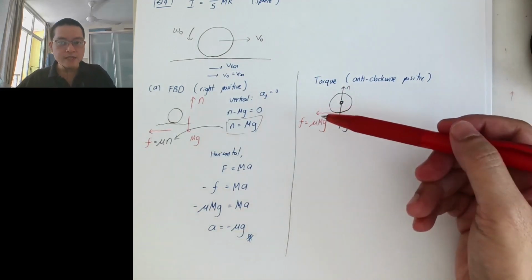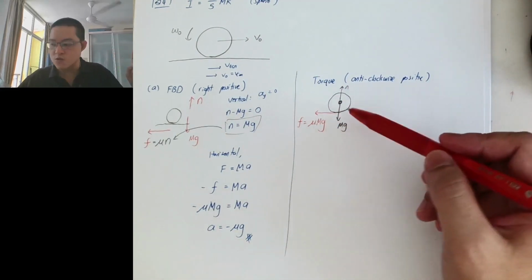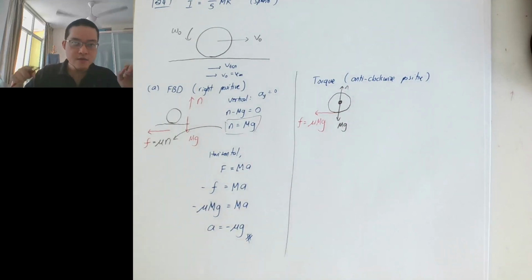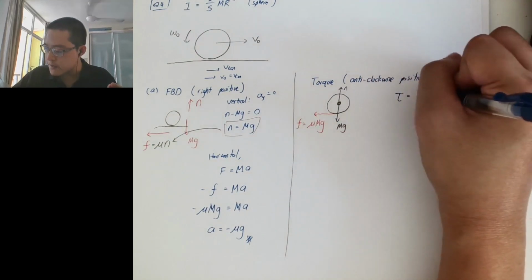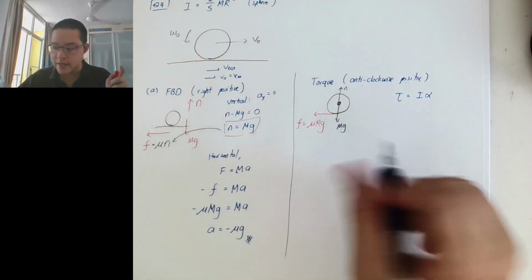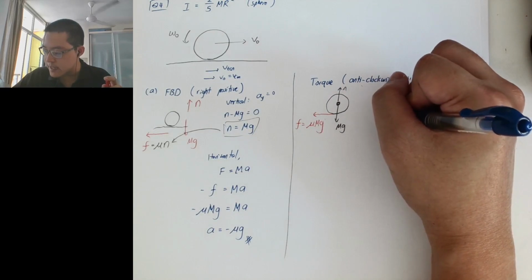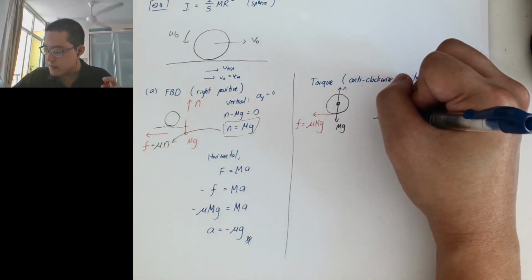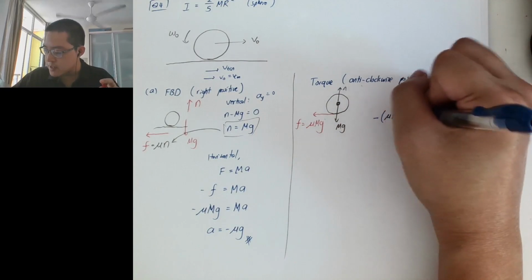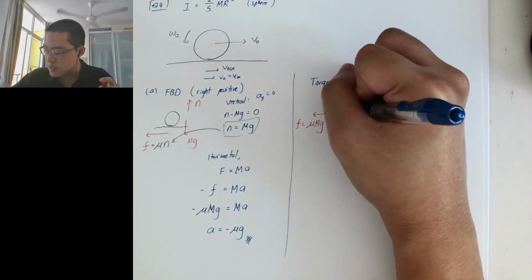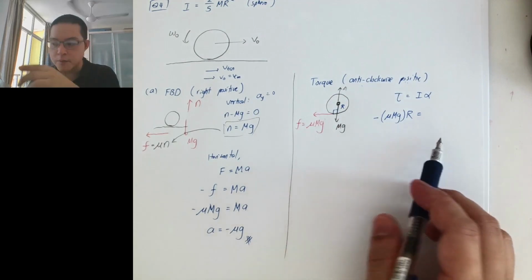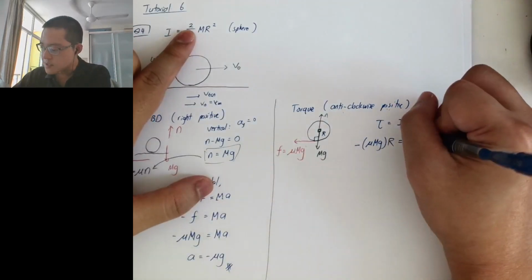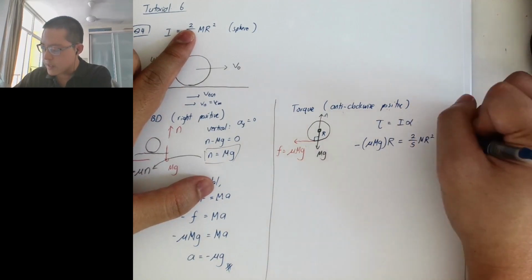Look at this picture. This is a force that tries to give it a clockwise torque. So I will use my torque equation: torque is equal to I alpha. Anti-clockwise is positive, and this one gives a clockwise direction, so it's negative. The torque is mu mg times the perpendicular distance, which is r. The moment of inertia of a sphere is 2 over 5 mr squared, and then I have alpha.